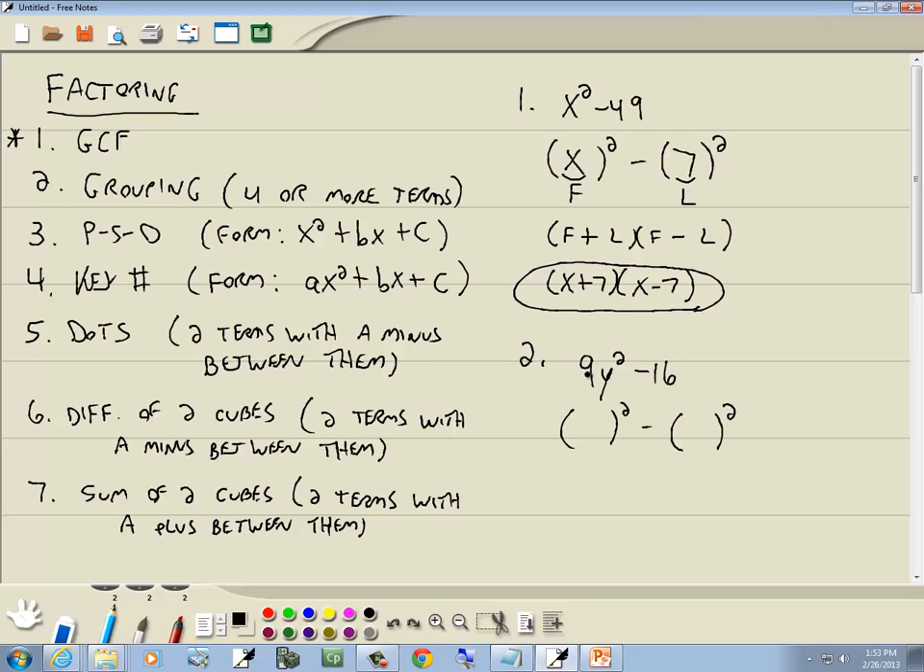Now we start with our first piece here, the 9, and we ask ourselves what times itself gives you the 9, and that'd be 3. Then we go to the y squared. We ask ourselves what times itself gives you the y squared, and that'd be y. We go to the 16, and 4 times 4 gives us 16. So we wrote it as something squared minus something else squared. So we'll take what's inside our first set of parentheses, we add what's in our last, and we take what's inside our first and we subtract what's in our last. And that'd be our answer.